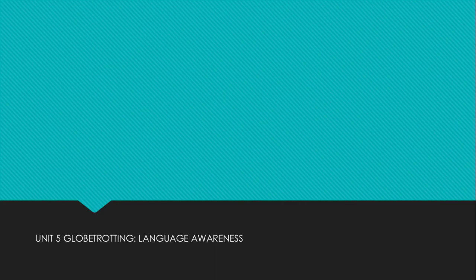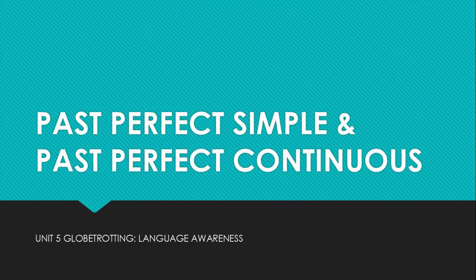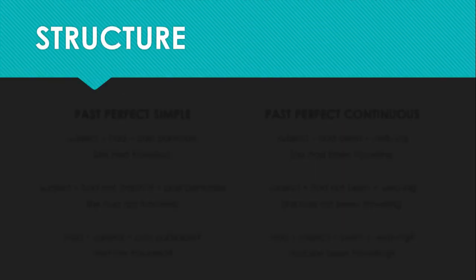Hello everyone, welcome back. Today we will be continuing with Unit 5, Globe Trotting, and we are going to look at past perfect simple and past perfect continuous. So by the end of the lesson, you should be able to understand and use the past perfect simple and past perfect continuous correctly. Okay, so first we are going to look at the structure.